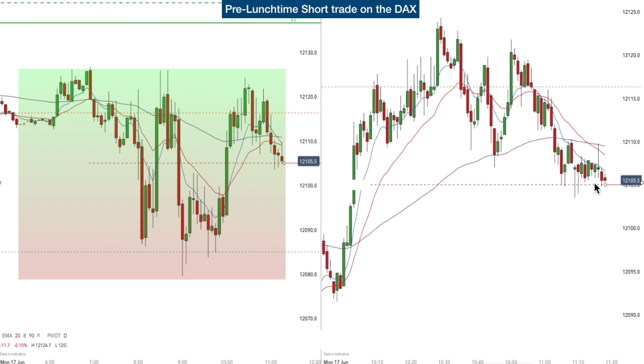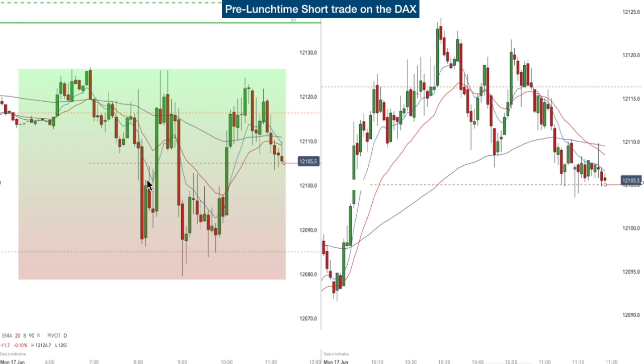Now, something interesting on the chart here is that we've got a round number level, 12,100, and that could well cause problems for this trade. It could come down. I'd expect it certainly to come down to this level, to test this level, and it may reject up higher, and if it does, then that's fine.